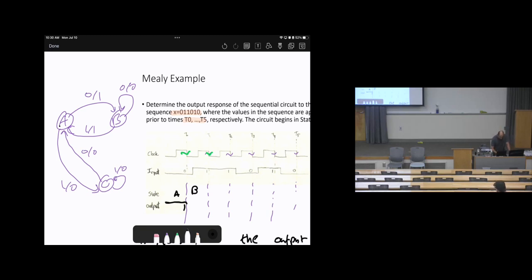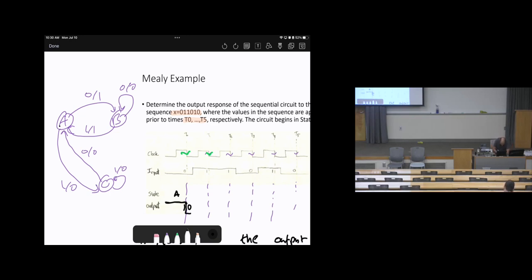Now the input is remaining 0. Now we are with state B. The input is 0. What will happen to the output? 0, right? Therefore, the output will be moving to 0, because now we are with state B. Should I say it will remain 0 until the next updates? No, because it's a function of inputs.